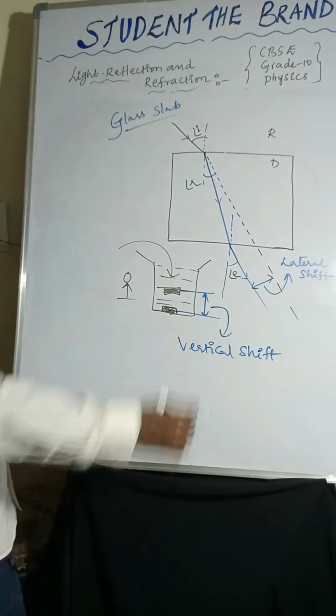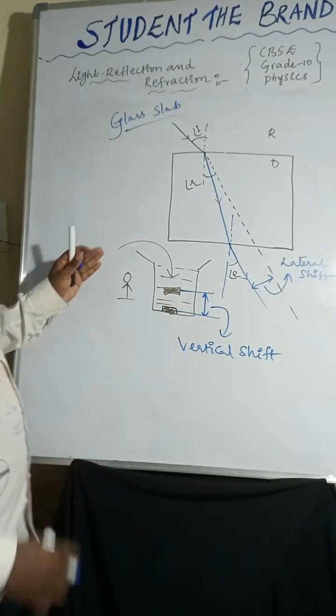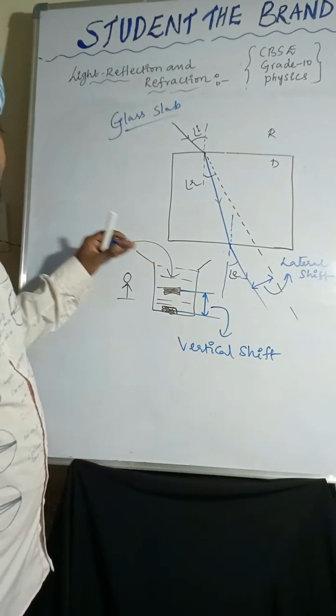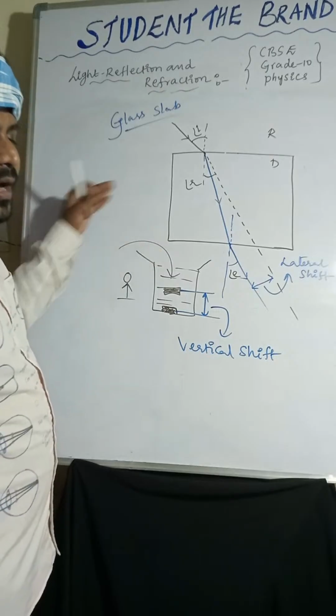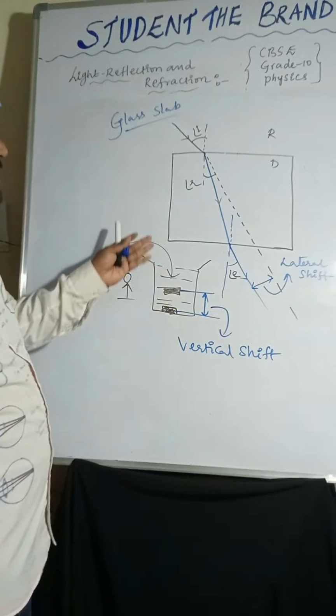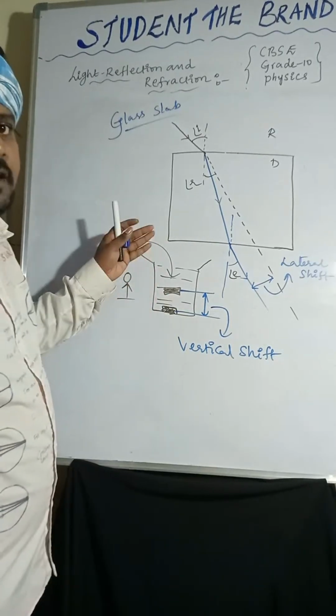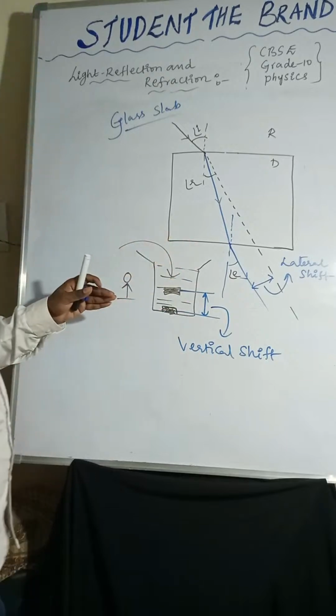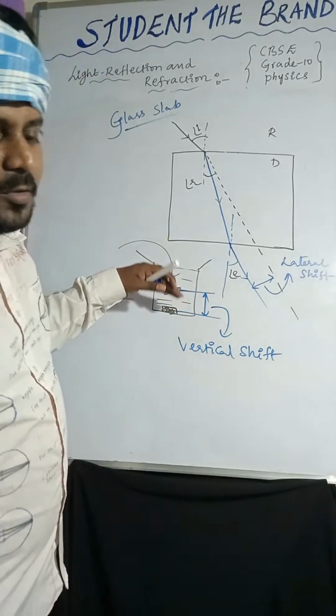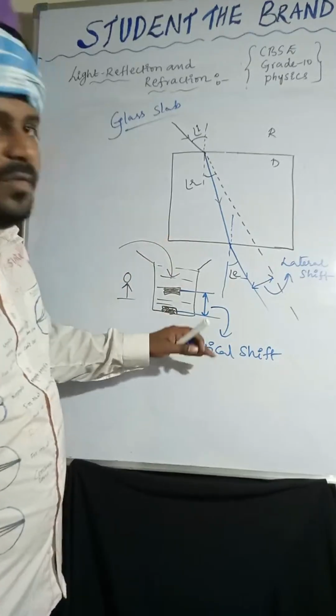Once again, normally if you place the coin at the bottom of the beaker, you can't see it. After pouring water, the coin position rises up. The distance between the actual position and the apparent position of the coin is called vertical shift.